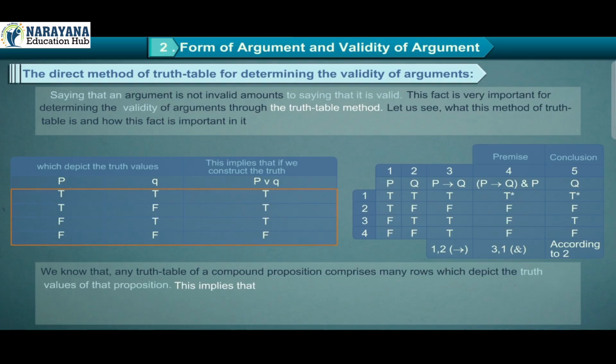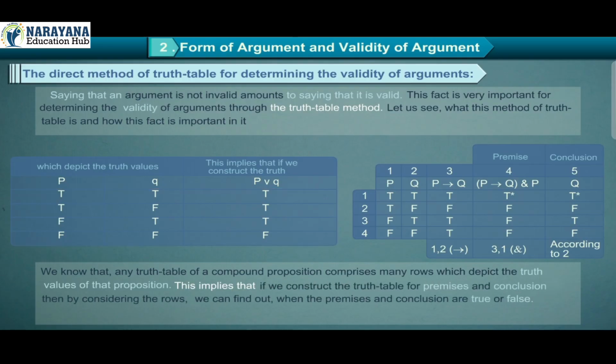We know that any truth table of a compound proposition comprises many rows which depict the truth values of that proposition. This implies that if we construct the truth table for premises and conclusion, then by considering the rows, we can find out when the premises and conclusion are true or false.